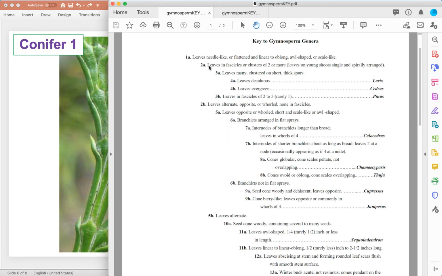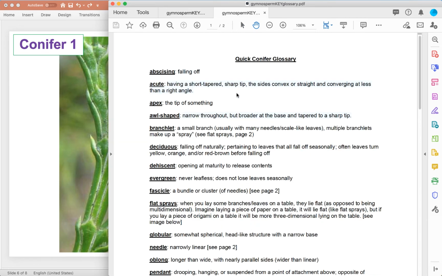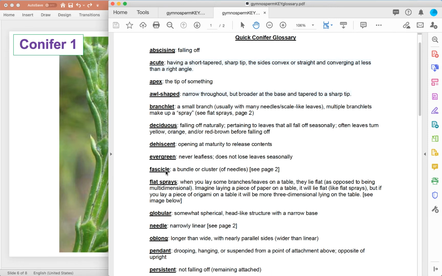Okay, so now 2A or 2B. Leaves in fascicles or clusters of 2 or more, versus 2B, leaves alternate, opposite, or whorled, none in fascicles. Well, this is begging the question, what is a fascicle? So you're going to have to go back to the glossary. And there's the word fascicle right here.